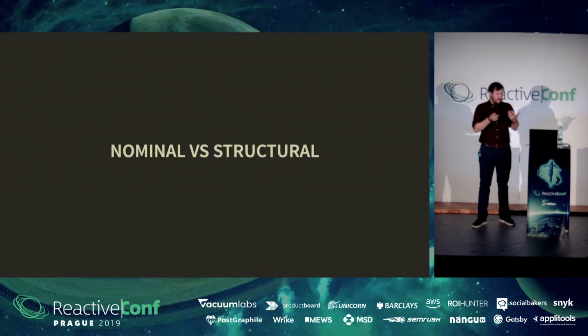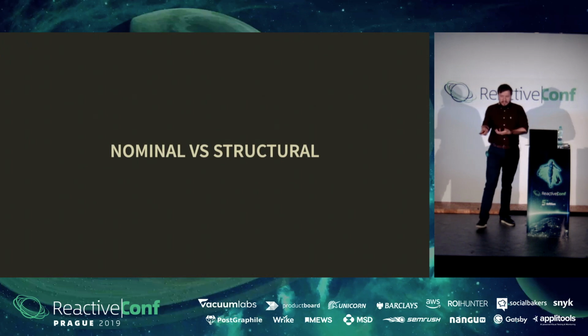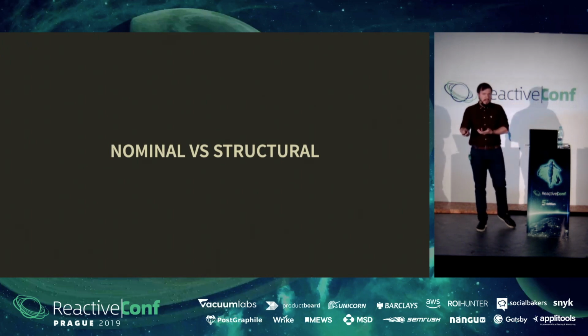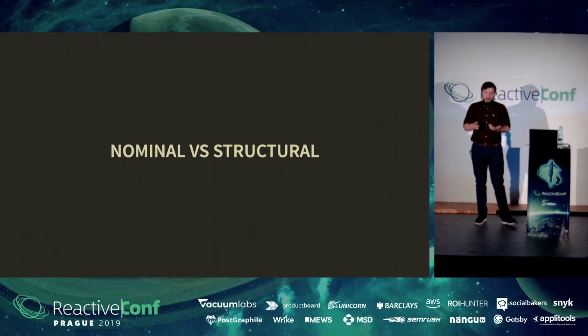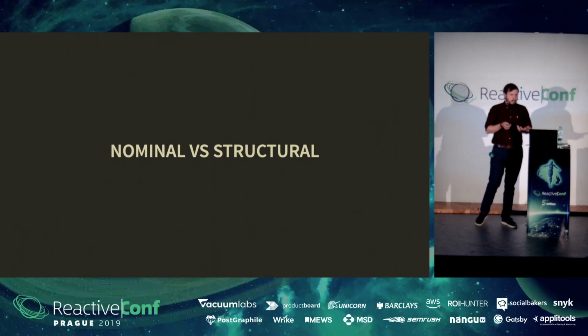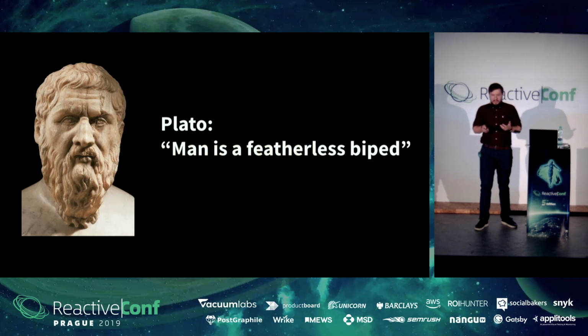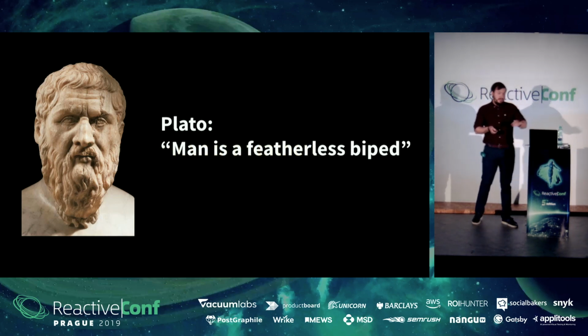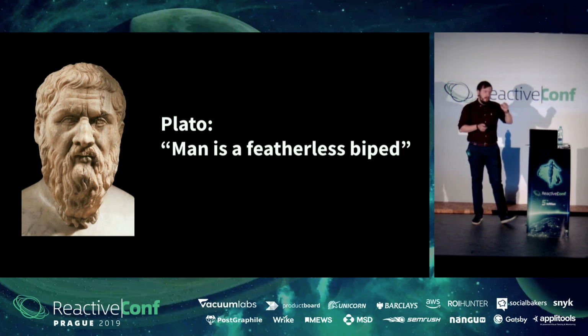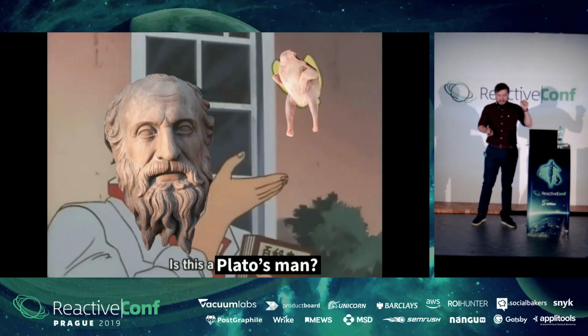And at the end, it's always the question about nominal type system versus structural type system. Because there are many languages that support structural type system and not nominal. And what is it all about? Once Plato said that man is a featherless biped. Diogenes plucked a chicken and brought it to the room and said, is this Plato's man?